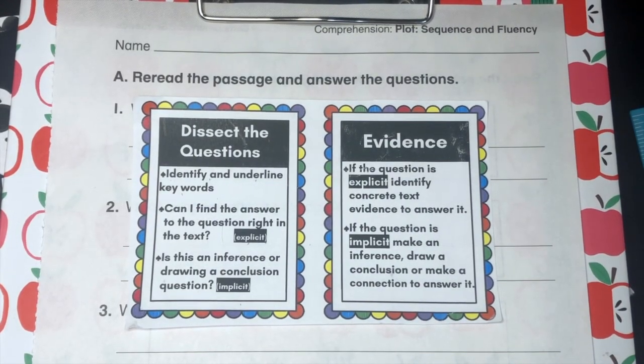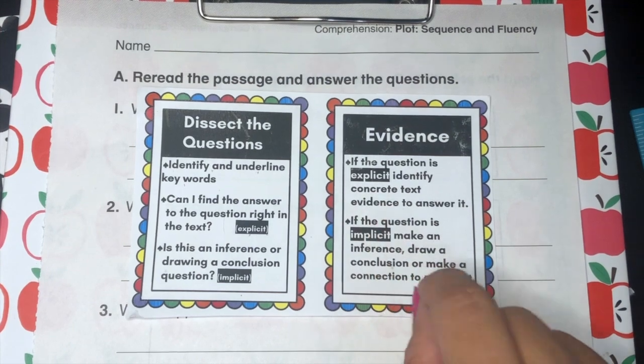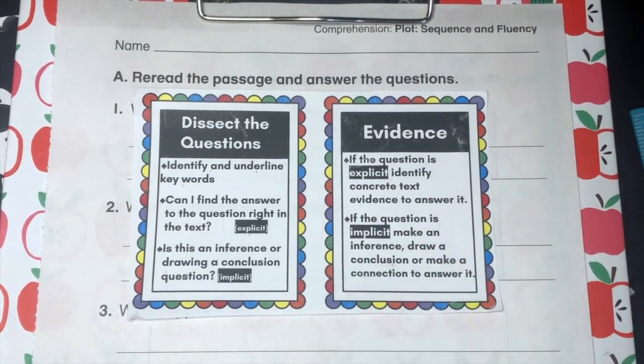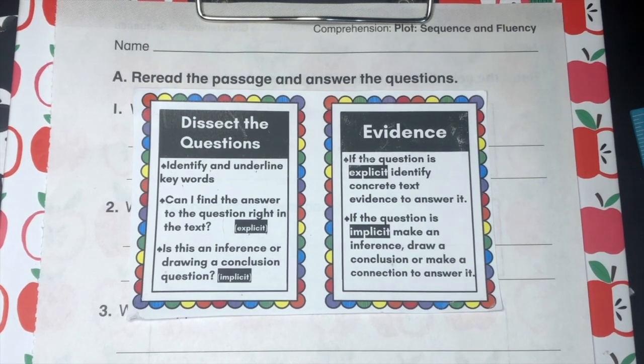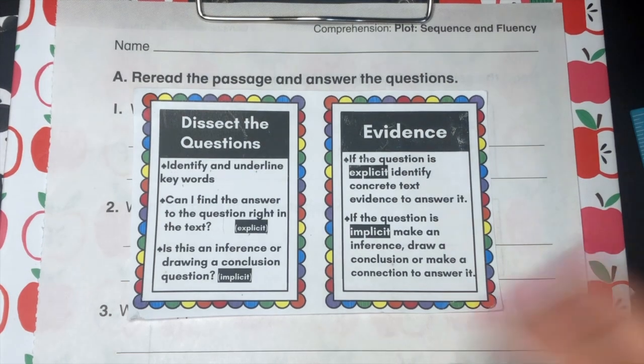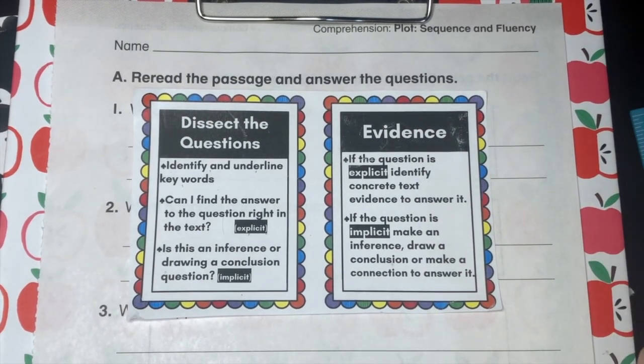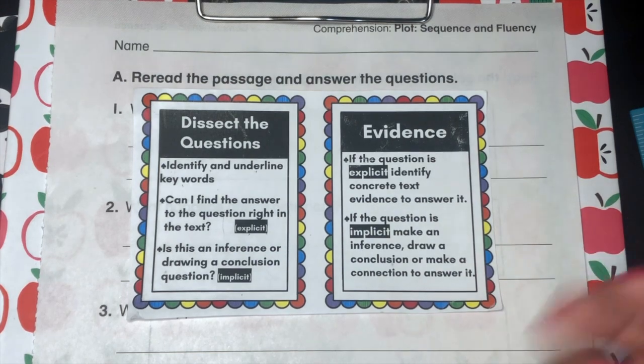Evidence. If the question is explicit, identify concrete text evidence to answer it. Concrete means it's in the story. All you have to do is copy it. If the question is implicit, make an inference, draw a conclusion, or make a connection to answer it. So what sentence in the story helped you create that conclusion or make that inference, right?